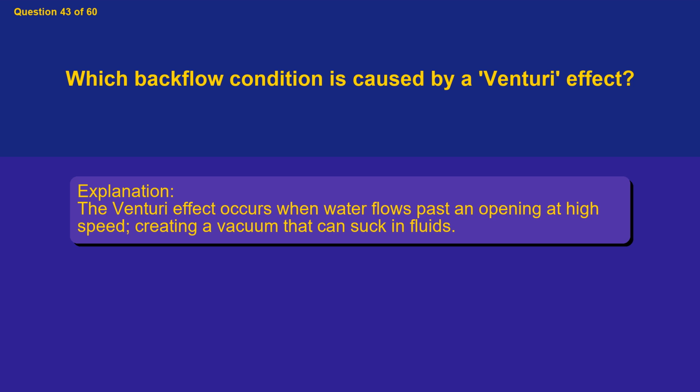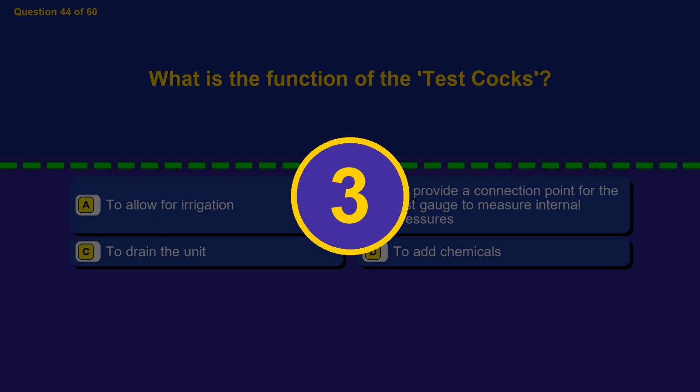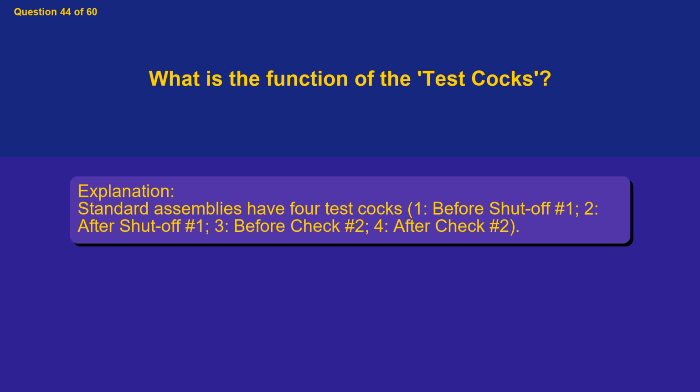Question 44. What is the function of the test cocks? Option A, to allow for irrigation. Option B, to provide a connection point for the test gauge to measure internal pressures. Option C, to drain the unit. Option D, to add chemicals. The correct answer is option B, to provide a connection point for the test gauge to measure internal pressures. Standard assemblies have 4 test cocks: 1, before shutoff number 1; 2, after shutoff number 1; 3, before check number 2; 4, after check number 2.